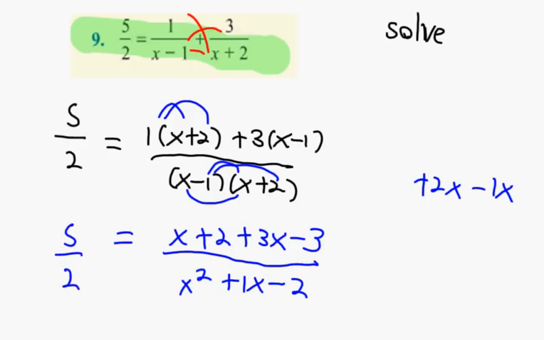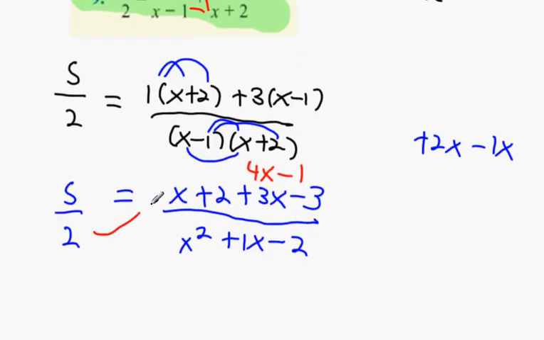Now, you can just tidy this up a little on top. There's no need to write out a full other line, okay? So what you can do next is you can just say, look, it's 4x minus 1 on top. Because 1x plus 3x is 4x, 2 minus 3 is minus 1. Okay, now cross multiply. Bring the 2 up and bring this up here.